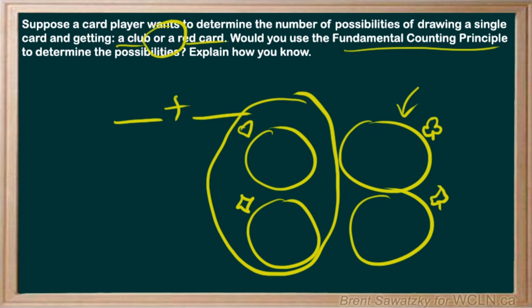and we could say, well, how many different clubs are there? Well, there's 13 clubs. And how many different red cards are there? Well, it's the hearts, which is 13, and the diamonds, which is 13, so 26 different red cards. And so if we added those together, we come up with 39. So 39 different possibilities of that card being a club or a red card.